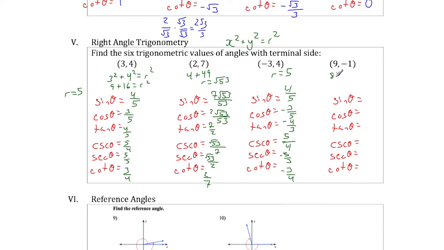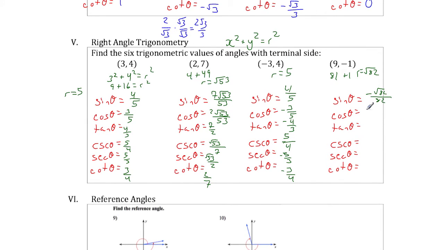And here we're going to have 81 plus 1 squared, which is 1. So we get the square root of 82. I do not believe there are any perfect square factors, so r is equal to the square root of 82. So the sine is negative 1 over root 82, which is going to be negative root 82 over 82.